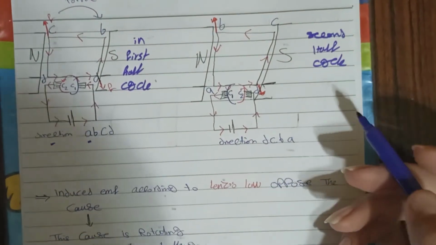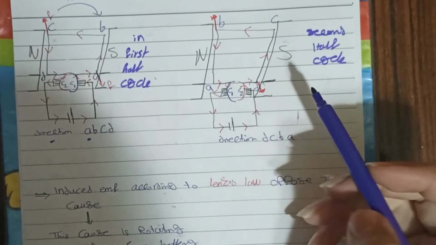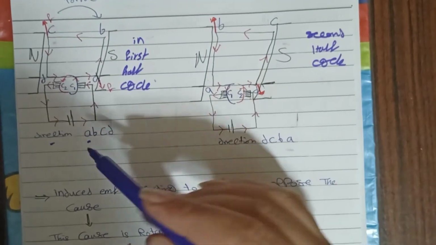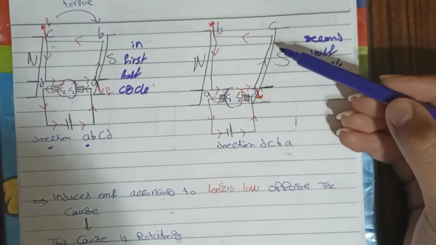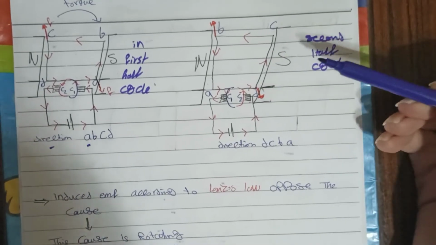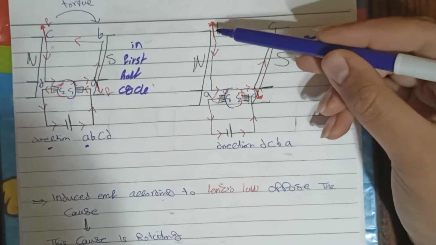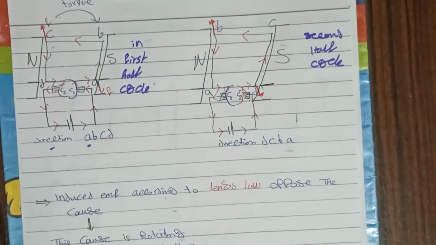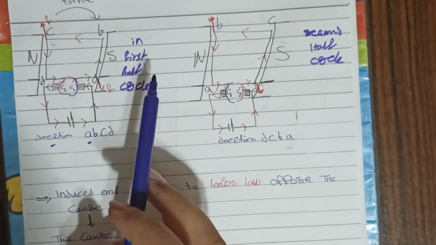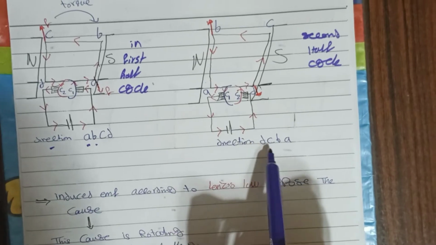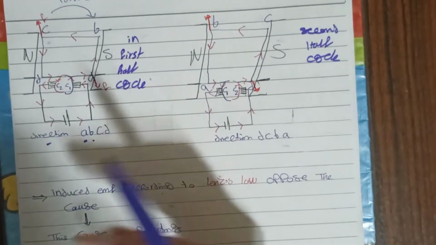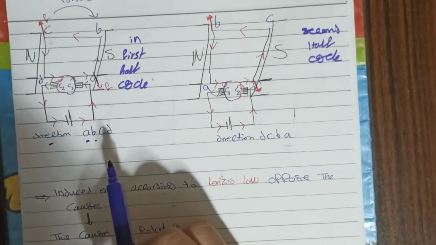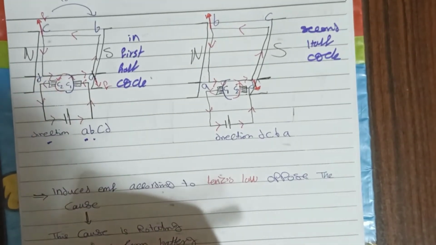In the second half cycle, the commutator is reversed. So the current moves as in the first half cycle, but inside the coil it is reversed, so the direction becomes from D to C to B to A. So the direction of the first half cycle is reversed in the second half cycle, which prevents the torque from pulling the coil back into the normal position without continuing its cycle.